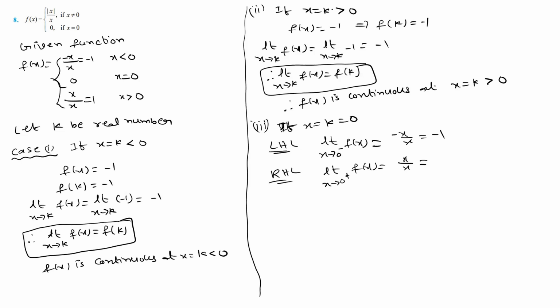Okay. Sorry, greater than 0 means we have to take plus 1. So this will be plus 1, here also plus 1. So here we will get plus 1. Therefore, here LHL is not equal to RHL. So therefore, f of x is discontinuous at x equal to 0. At only x equal to 0, this function is discontinuous. The remaining cases, it will be continuous only.